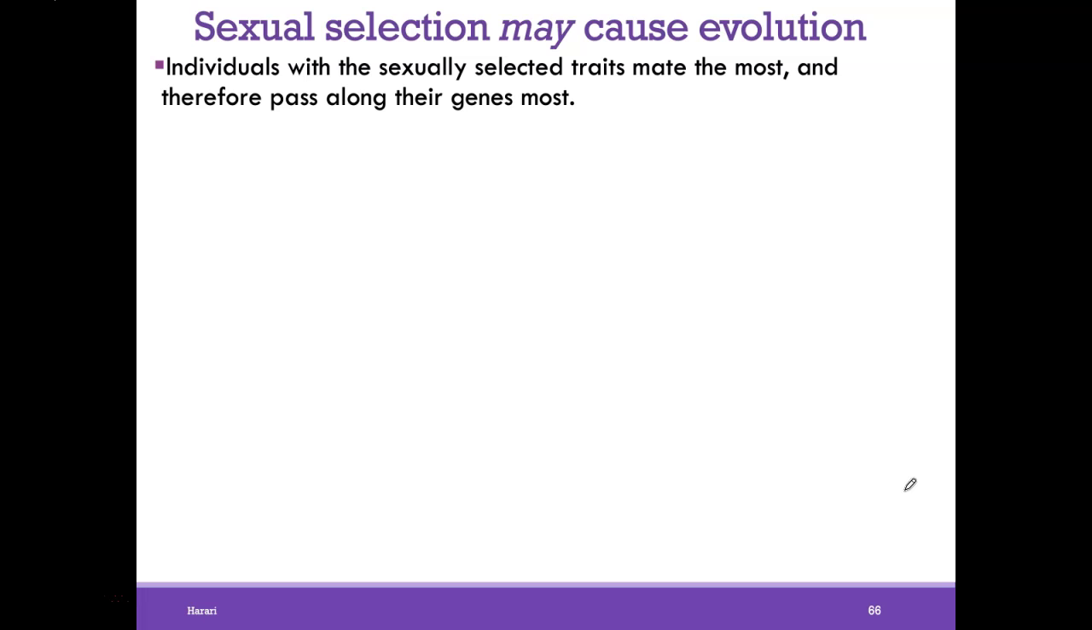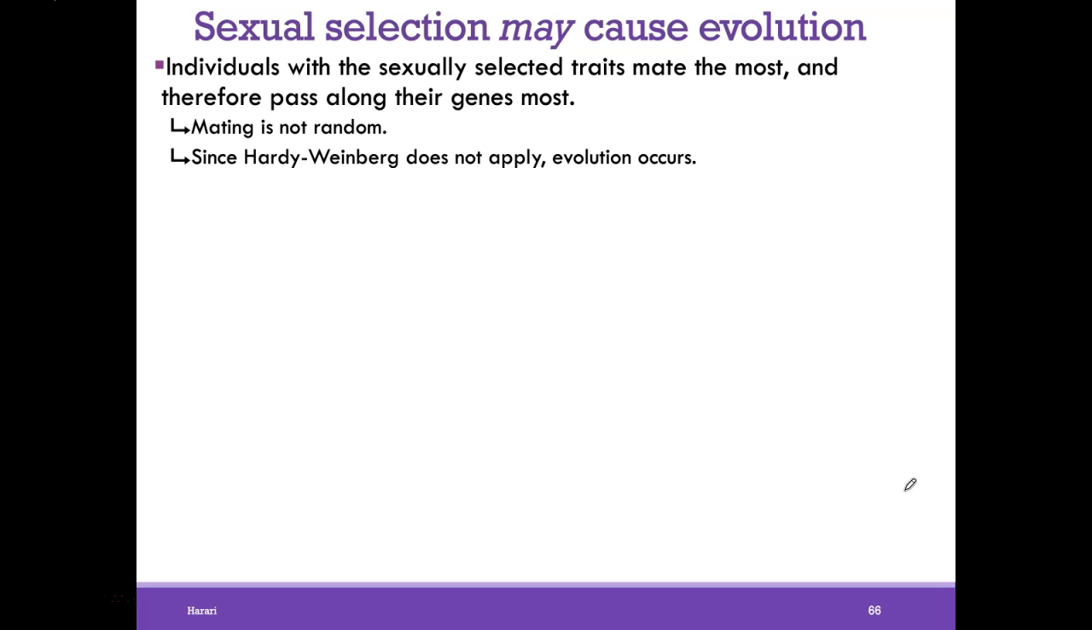So sexual selection may cause evolution. It's only one part of the story, right? Individuals with the sexually selected trait will mate most and therefore pass along their genes most, right? Since we know mating is not random, they're choosing a mate based on specific characteristics. And that may cause evolution.